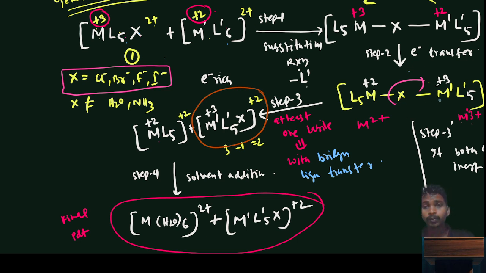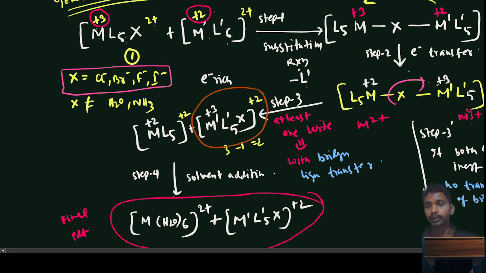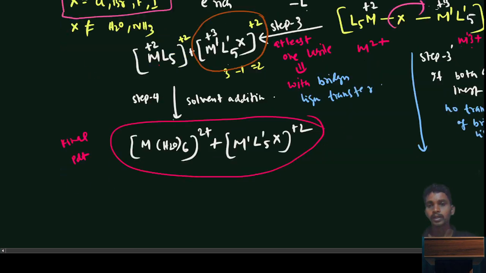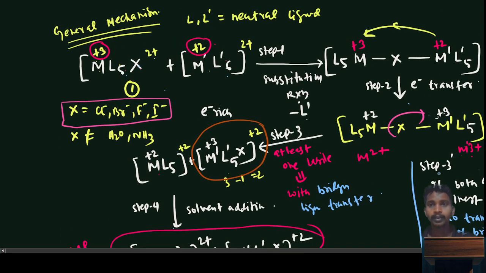After electron transfer, again we look at labile and inert. If at least one is labile, then ligand transfer also happens. In this case, if both are inert, then bridging ligand transfer will not happen. If both are inert, then there is no transfer of bridging ligands. So this has happened without transfer of bridging ligands.